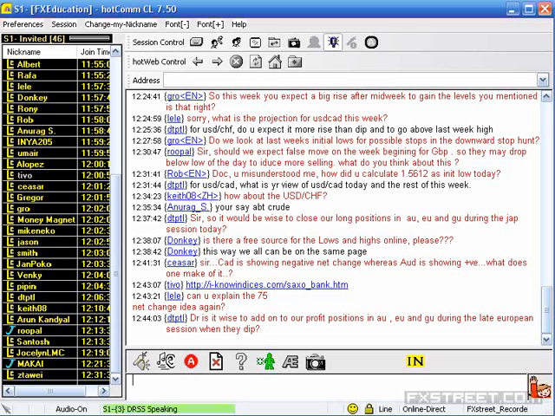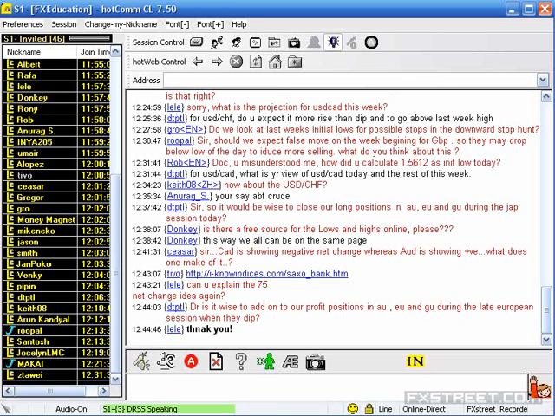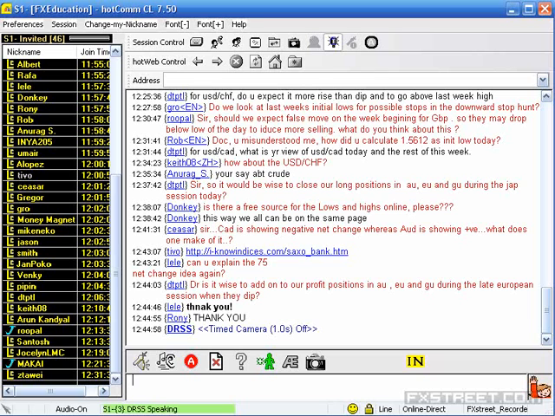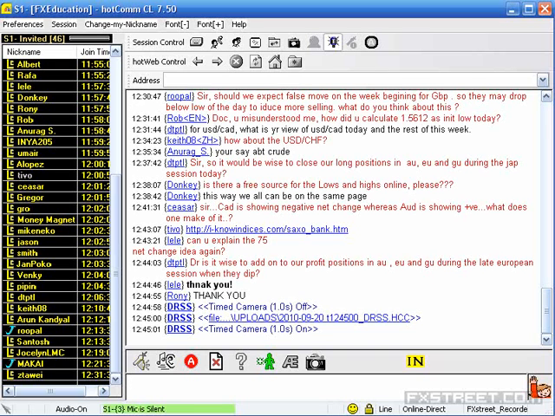Is it wise to add on to our profit position? You can do such trades provided you are able to keep stop at entry. So only one position you are taking a risk. Euro and GBP during the late European session, when they dip, you can buy during that small dip. They could show that during the European session.